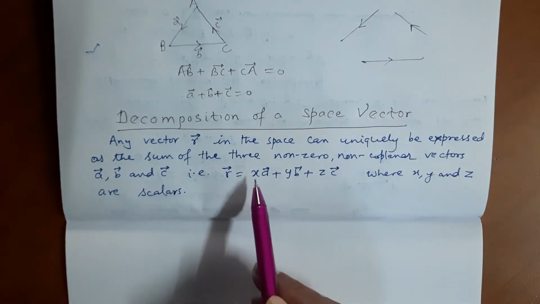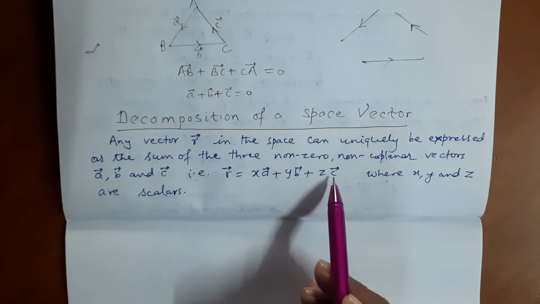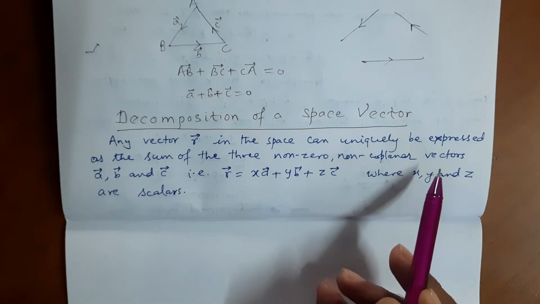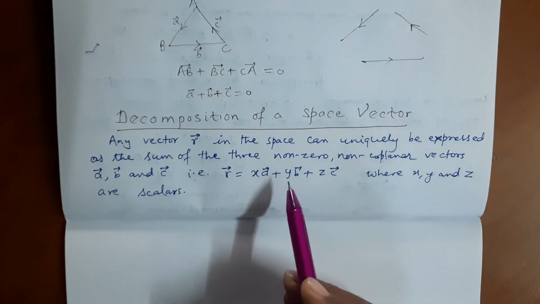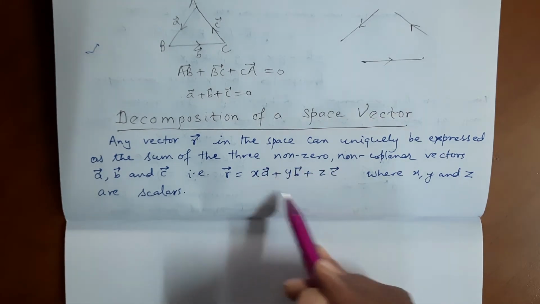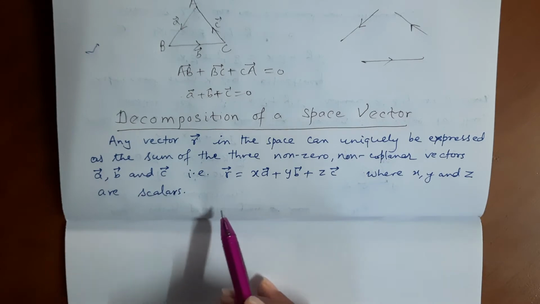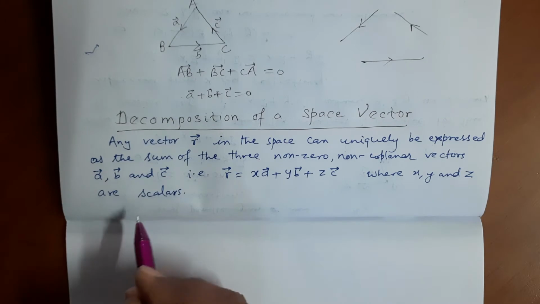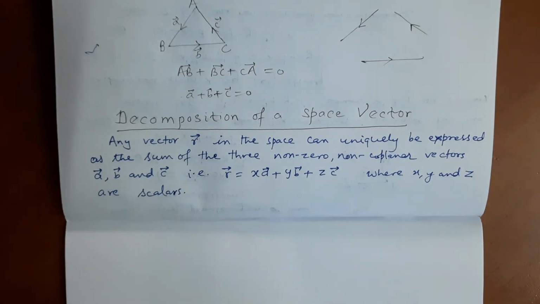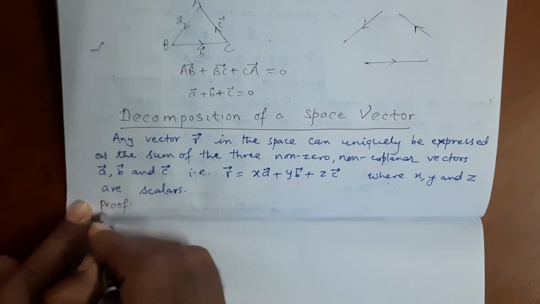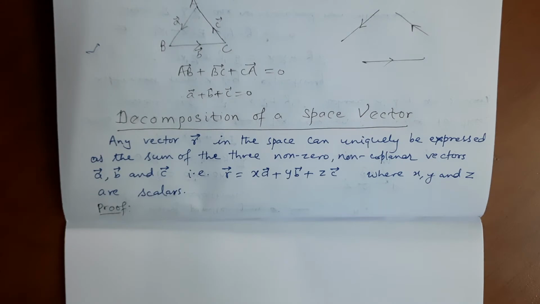Any vector R in the space can uniquely be expressed as the sum of three non-zero non-coplanar vectors A, B, C, that is R equals x vector A plus y vector B plus z vector C. These A, B, C vectors are non-zero and non-coplanar. Every vector in the space can be expressed in this term, and x, y, z are the scalars. Scalars means they can be some numbers. Now I will show you the proof in short, without writing much language, otherwise the video becomes very lengthy.